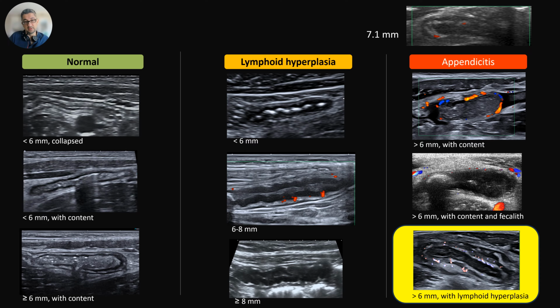So this patient actually falls into the category of appendicitis with lymphoid hyperplasia. We called it as lymphoid hyperplasia because there is thickening of the wall measuring over 3 millimeters, and there is surrounding echogenic fat.